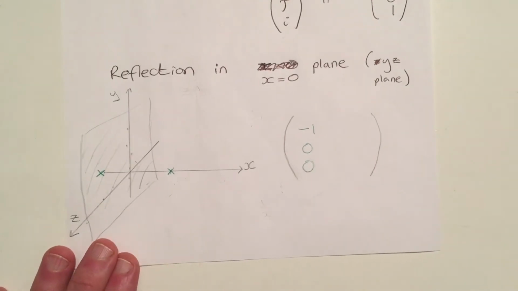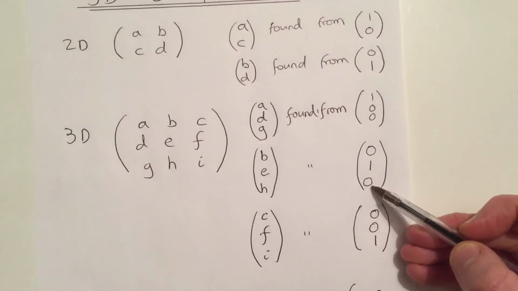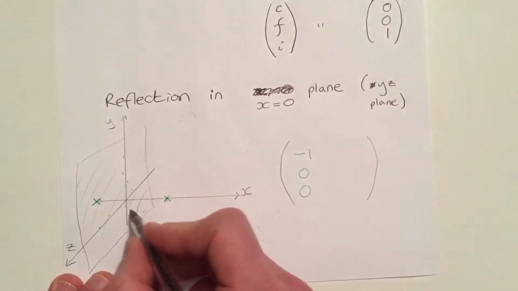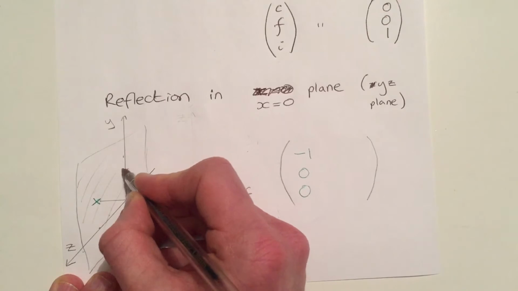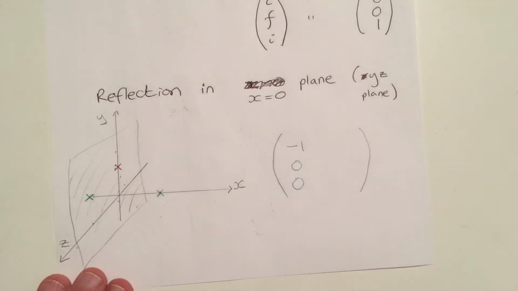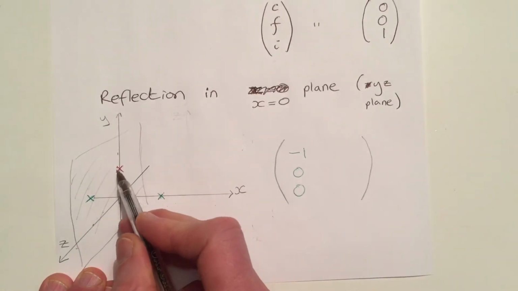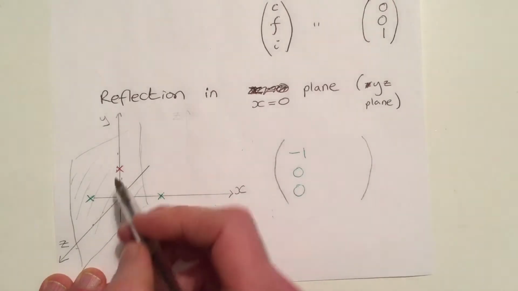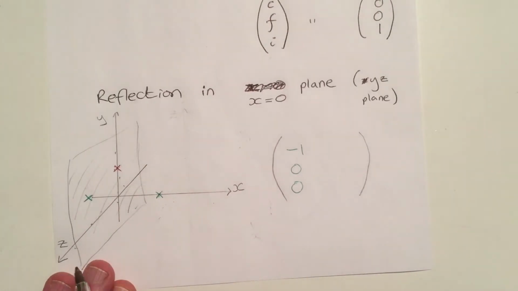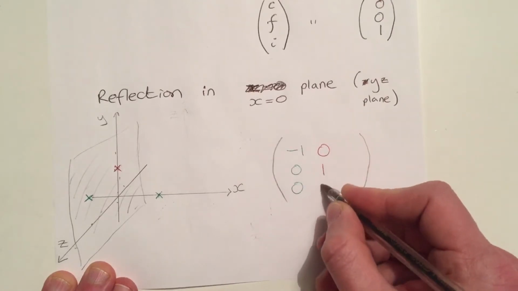Now let's consider the coordinate (0, 1, 0). So x is 0, y is 1, z is 0. So not coming out of the page, we're just in the page there. So if I was to reflect that, well, that is on the plane itself. That's on the mirror. So that's not going to move at all. That's an invariant point. So that is going to stay at (0, 1, 0).